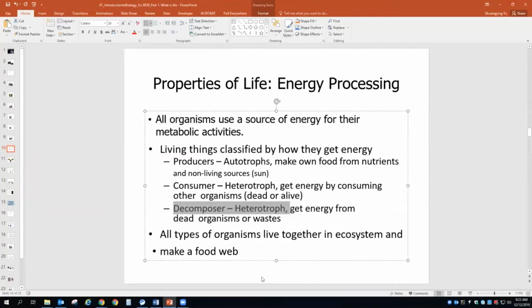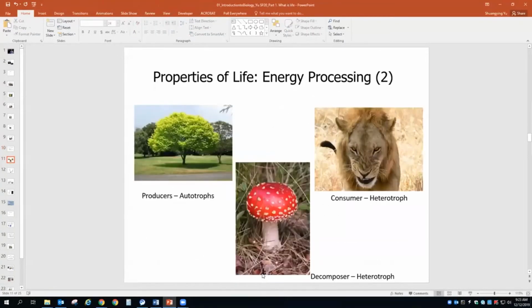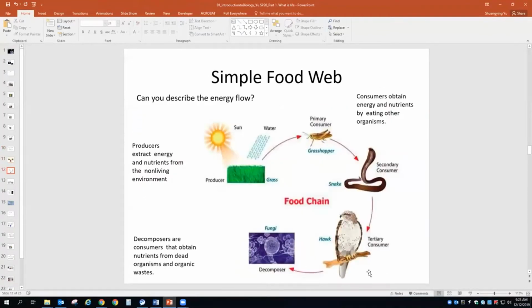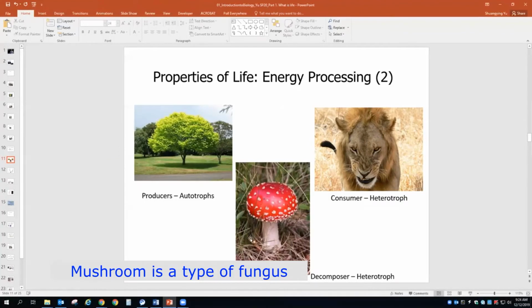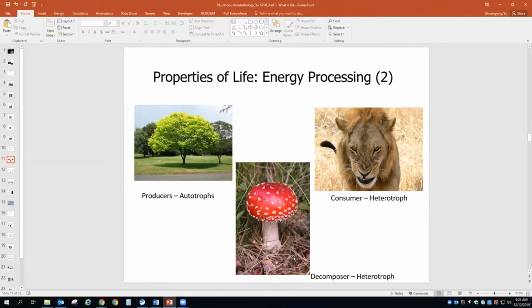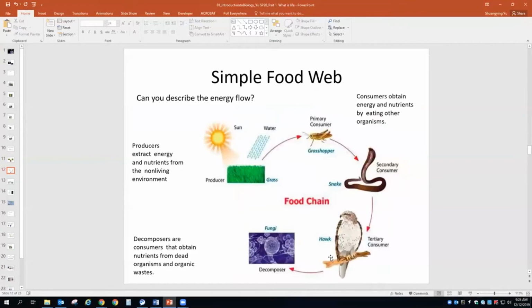So all the organisms can live together in the ecosystem and they can form, normally it's a food web, but in this example, I have a food chain. Let me just go back real quick. So trees, grass, they can photosynthesize, make their own food. So they're producers. Lions, us humans, bears, fish, we're all consumers because we have to feed on something else. Mushroom, fungi, bacteria, and some of the little insects, some of the bugs, they can also decompose. So they're decomposers. So this is a typical food chain.